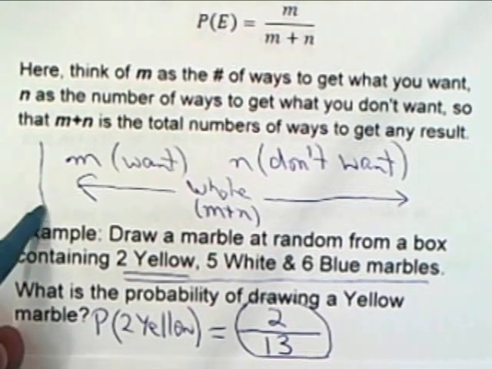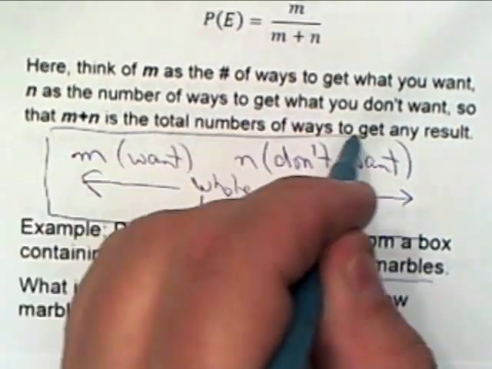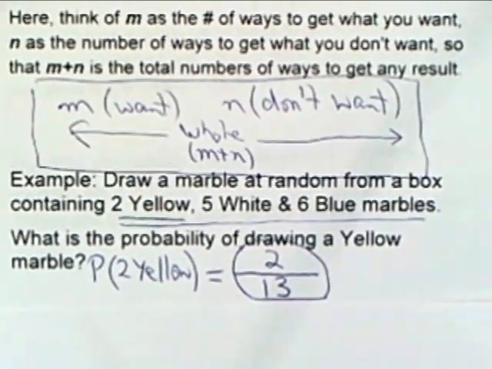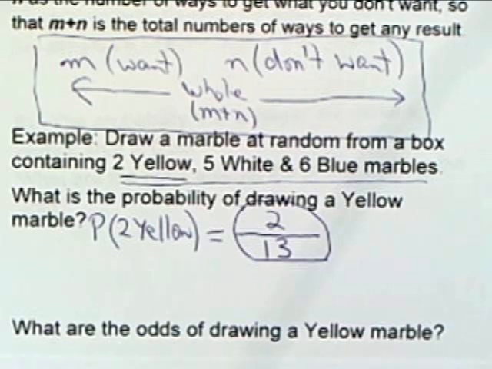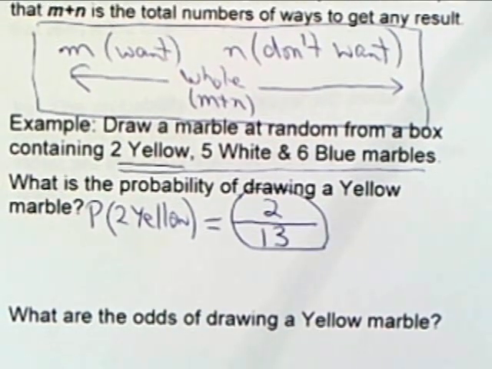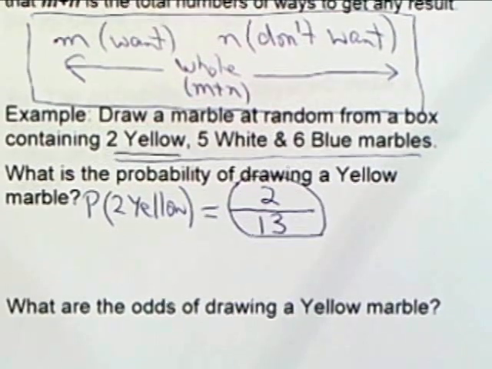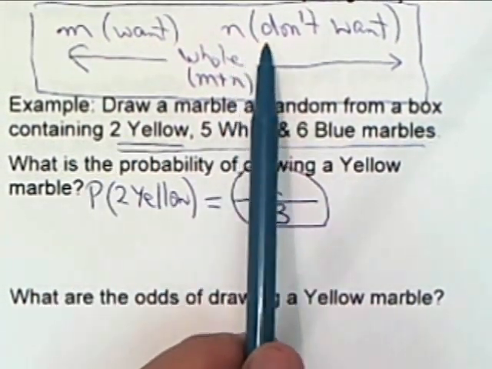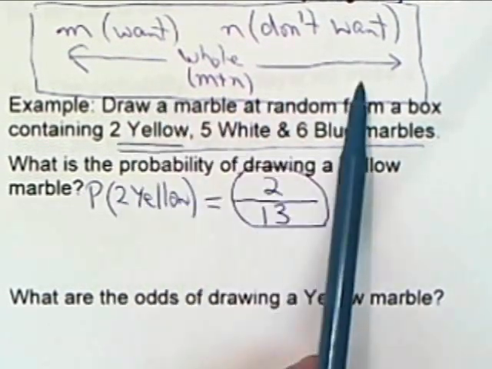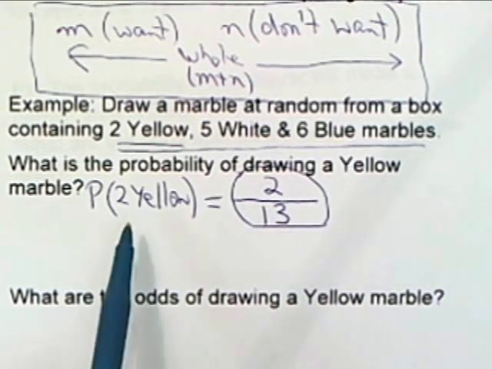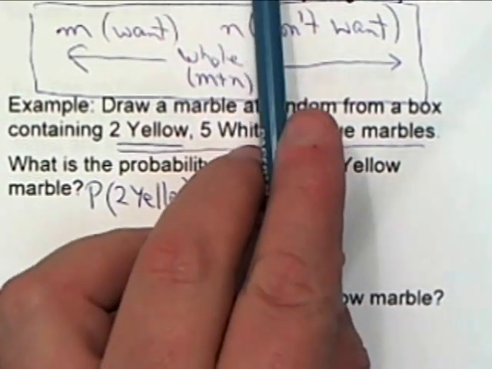So if you think about this before you get to this next question, I think it'll be easier. And the next question is, what are the odds of drawing a yellow marble? Well, once you break the sample space up into two pieces, one piece being what you want, there are m of those things, and n being the things you don't want, then the sample space would have m plus n elements in it. Remember, odds are m to n.